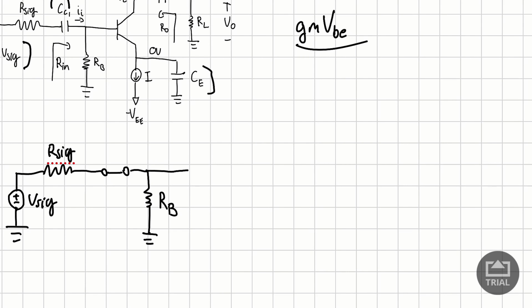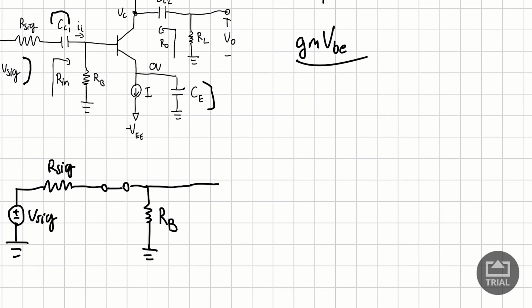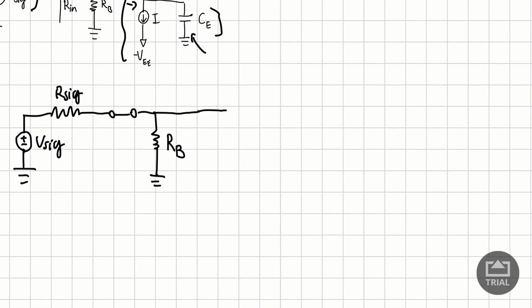And then we're also gonna have a hybrid pi model for this. The reason I'm doing hybrid pi is because our emitter right here is connected to ground directly. This even works if we have a resistor as well, like say over here. If we had a resistor, it would still work, although the steps may vary a little bit. But yeah, so I'm gonna be doing the hybrid pi.